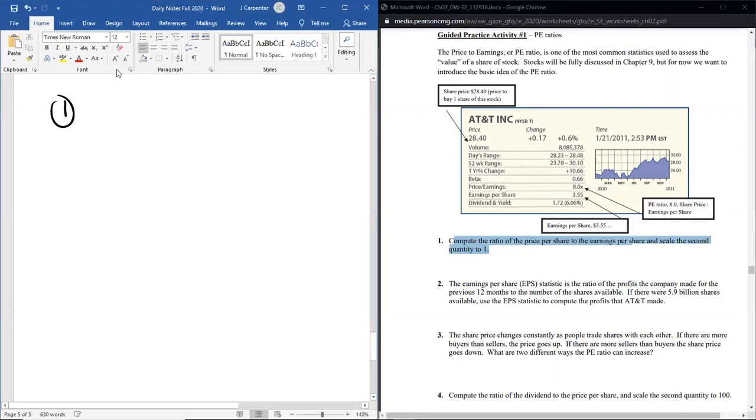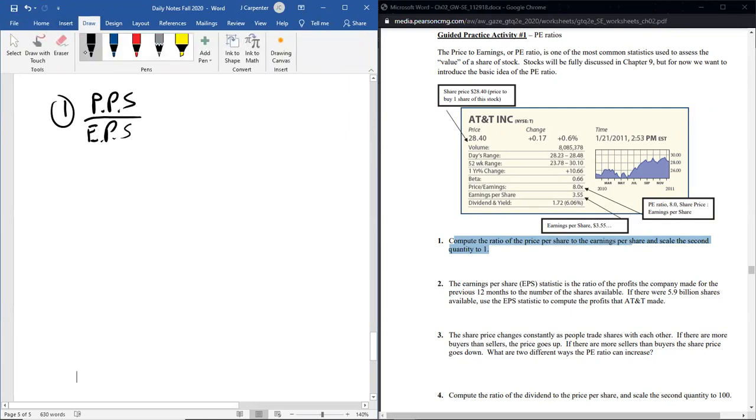So for number 1, we're doing the price per share to the earnings per share. That's how we're setting our fractions up. It's going to be price per share over earnings per share. But we're not just going fraction over fraction because they say to scale this. To scale means to set up a proportion. So what we'll do is we set a fraction equal to a fraction where the left one will have the numbers from the table, the price per share and the earnings per share. What's the price per share? That's the 28.40.